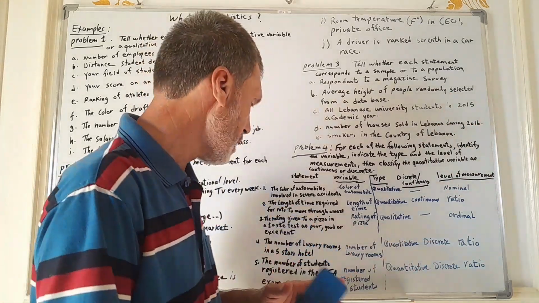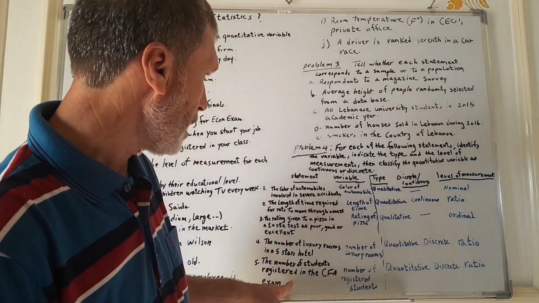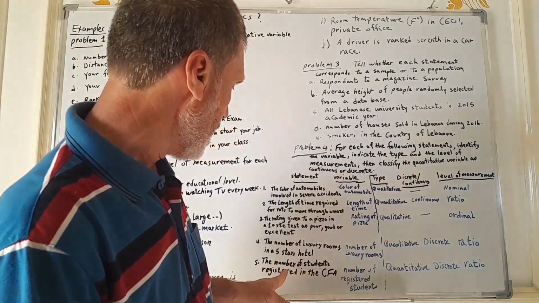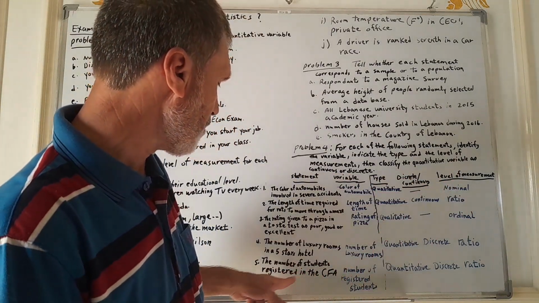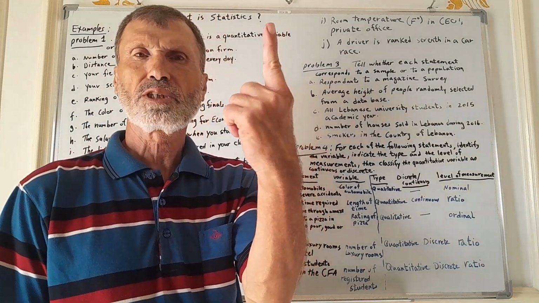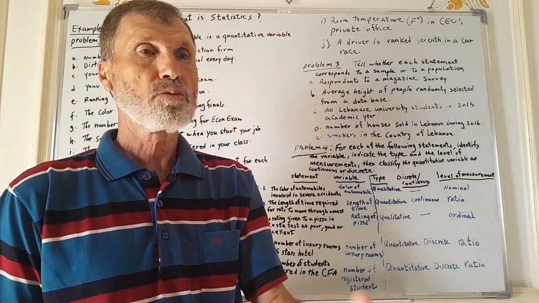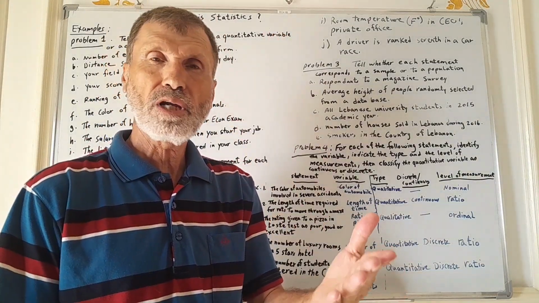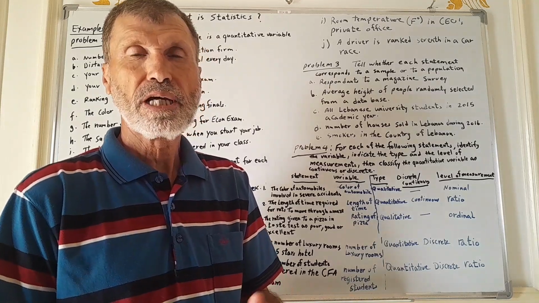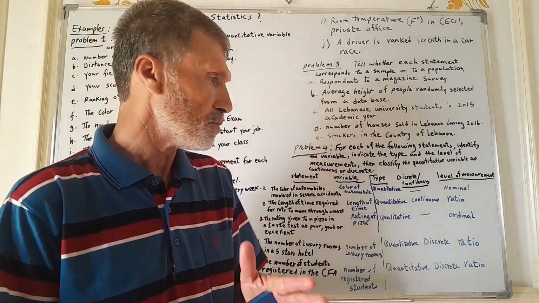Therefore, it is discrete. Now, what about the level of measurement? The number of students registered in the CFA could be 0 students, or it could be a ratio. Ratio is meaningful and the 0 is meaningful. Therefore, the level of measurement is ratio. Okay?